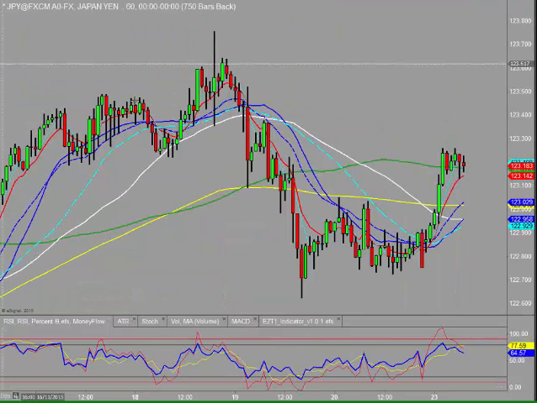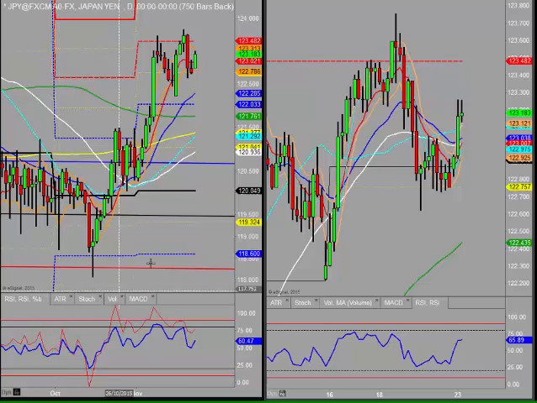Dollar yen. Bigger picture here first, and there was a divergence last week on the dailies. It's moved off of that, but not overly convincingly, and we're pushing back up again.